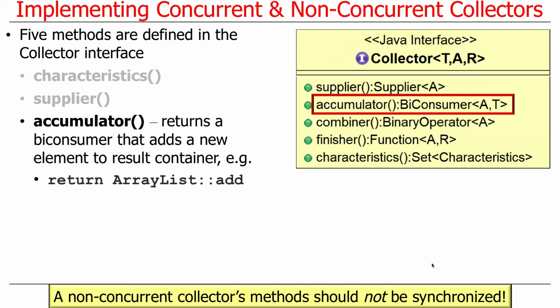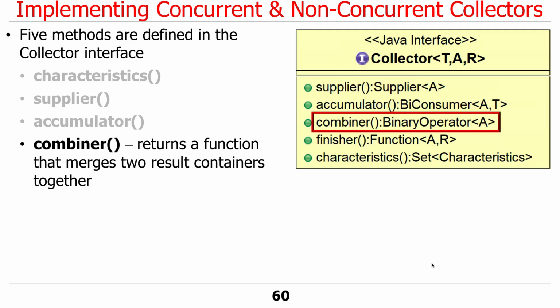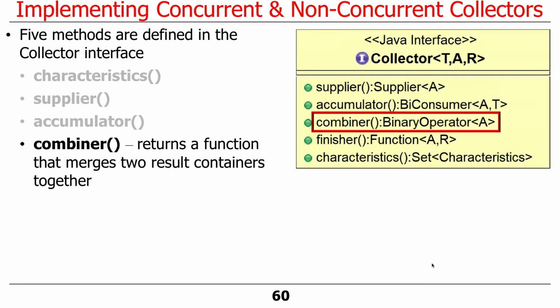So in that case, the collector's method should not be synchronized because it's never going to run concurrently because it's non-concurrent. But if we're going to be using a concurrent collector, then we need to make sure that we use an accumulator that will be thread safe or synchronized. So concurrent hash set would be an example of that. So a concurrent collector's methods must be synchronized. Any questions about that? So we got accumulators. They could be thread safe or not thread safe. It all depends on whether it's a concurrent collector that matters. All right, so accumulator is what's used as we're creating this thing.